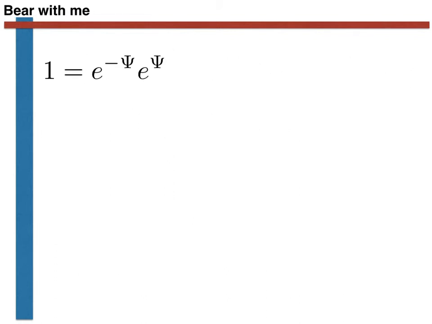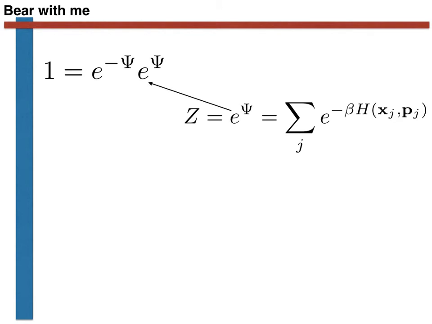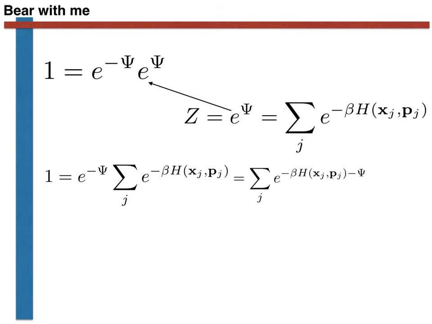We are coming back to the derivative, I promise, but we are going to take a circuitous route to it that starts from the following rather obvious equation. e to the minus psi times e to the plus psi equals 1. Now e to the plus psi is just the canonical partition function. So we can replace this term as shown here. We will then bring the e to the minus psi inside the summation and combine the two exponentials as shown here.